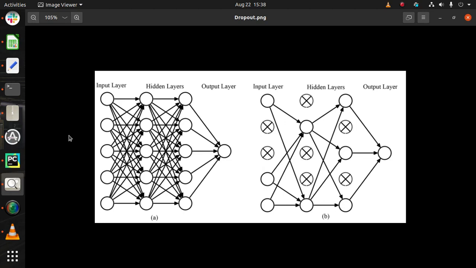In the next video, I will explain the hyperparameter optimization approach.